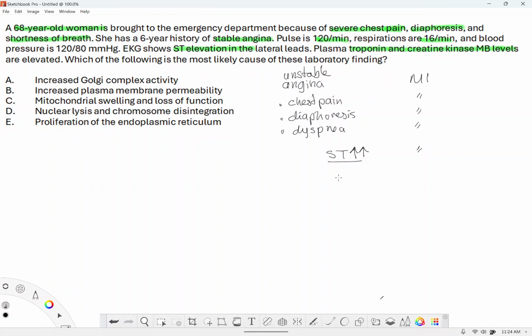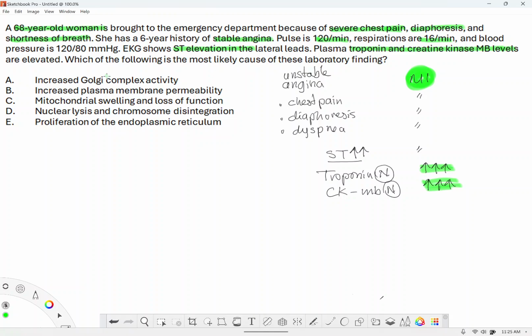Okay, so what is the difference between the two? It is the troponin, cardiac enzyme. Troponin is normal in angina, and it is elevated in myocardial infarction. Same with all cardiac enzymes. Let's say creatine kinase MB, normal in angina and elevated in myocardial infarction. In our question, let me get my highlighter. We see that these are elevated. So my diagnosis is MI.